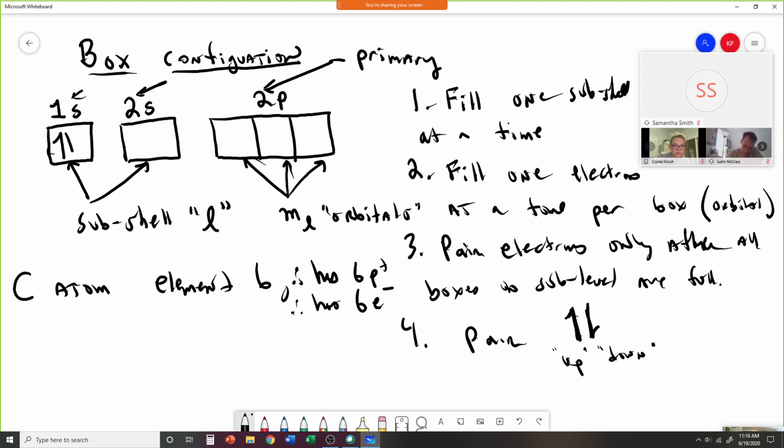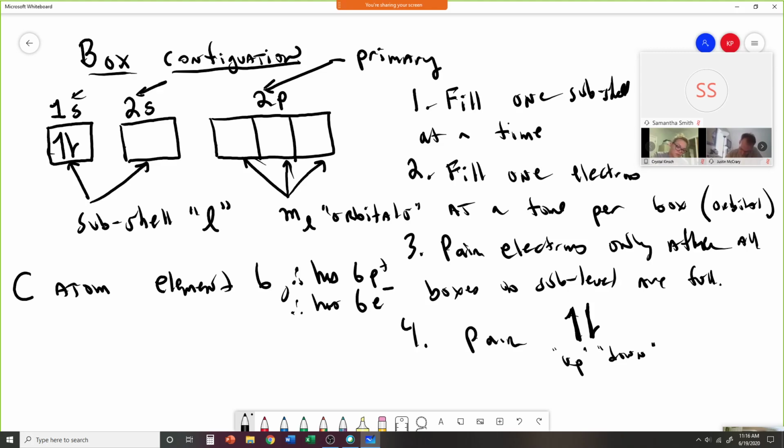There's 2. I'm going to pair opposite. I filled the first s subshell, 1s, 1 being n equals 1, 2 electrons in the first l, which is l equals 0. Okay? Now we go on to the second one.